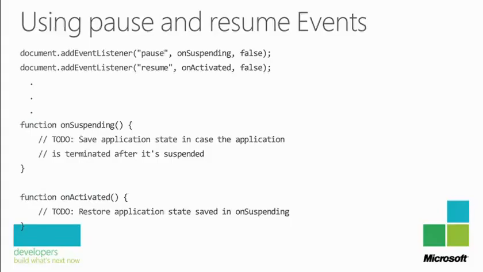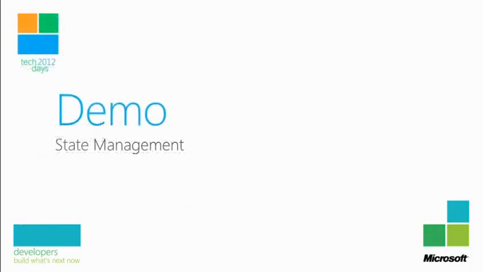In PhoneGap, there is no additional information accompanying a resume event. So, of necessity, I'll save my state every time I get a pause event, and I will restore it every time I get a resume event, even though in actuality, I probably didn't need to do that. Since PhoneGap doesn't give me any additional information telling me whether I was terminated or not, I really have no choice. Let me show you an example here.